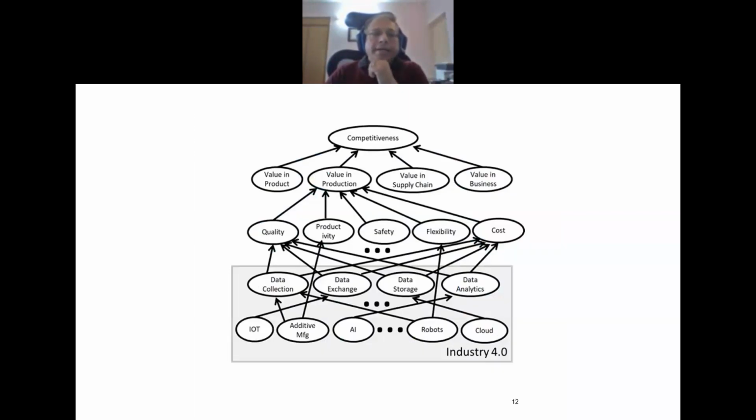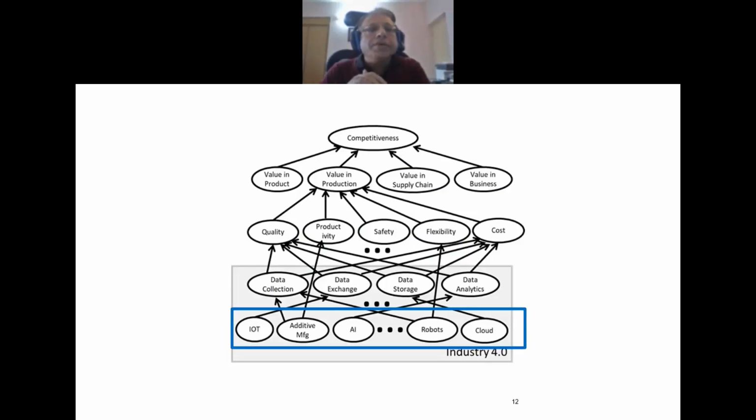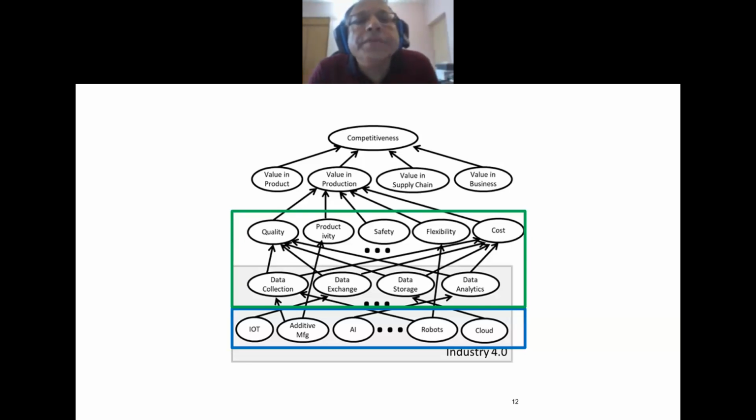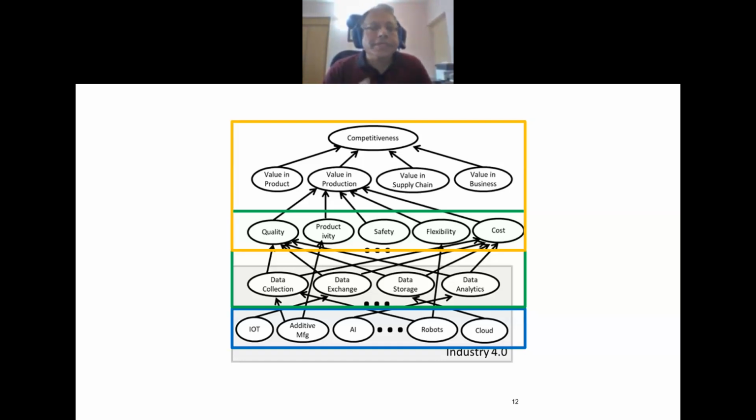And the expectation is the following. If you look at this diagram, let me first show you the bottom. That's where you see all these technologies sitting there, IoT, artificial intelligence, robots, and so on. The expectation is that they are going to influence the 4 major smart functions: collection of data, exchange of data, storage of data, and analytics of data. And if that happens, then they can directly or indirectly influence quality, productivity, safety, and other key performance indicators, the KPIs. And then the expectation is that that will improve the value in product, the production, the supply chain, and the business, so as to improve competitiveness. So that's the story. That's the dream.